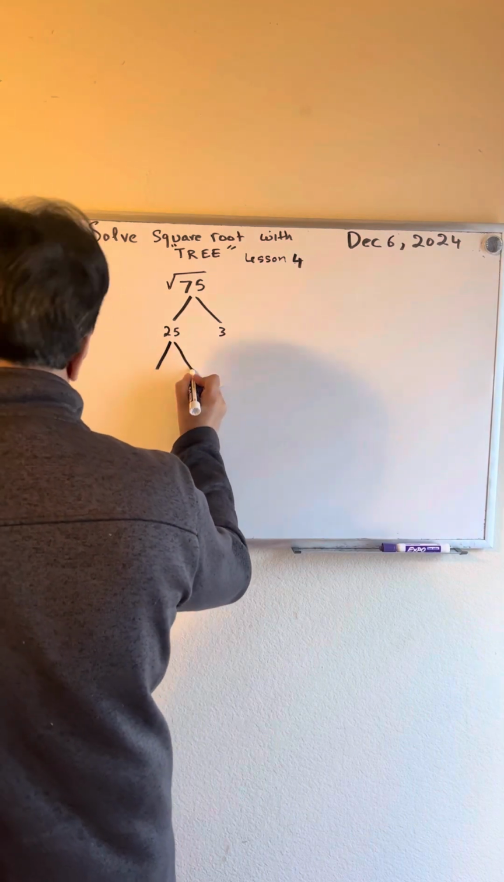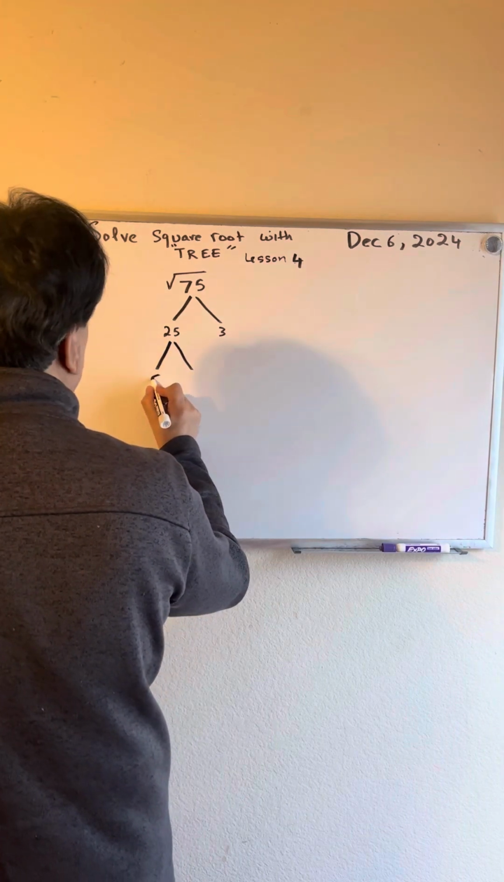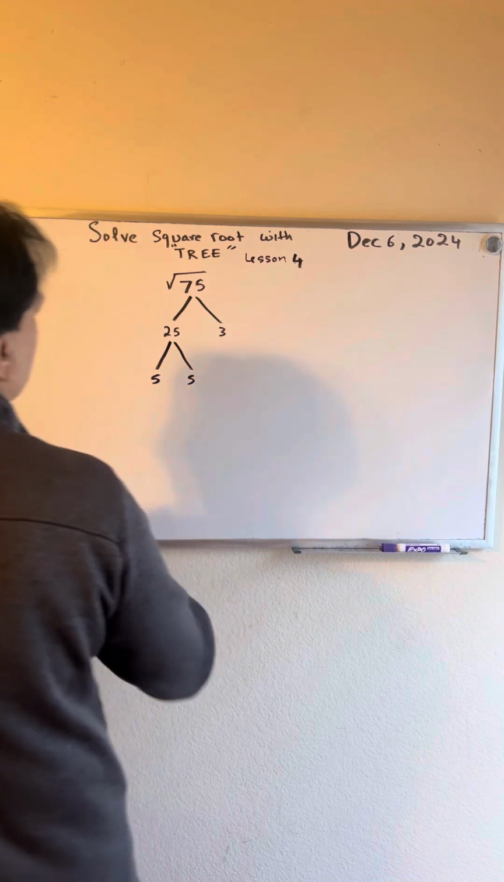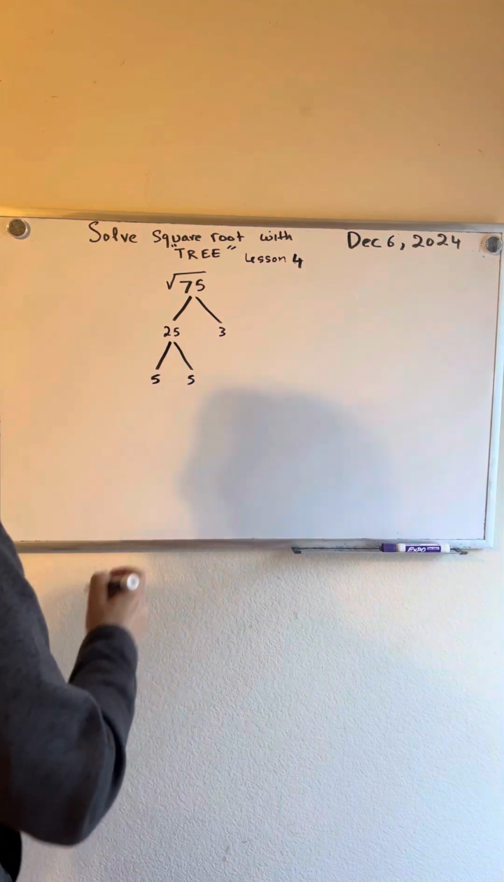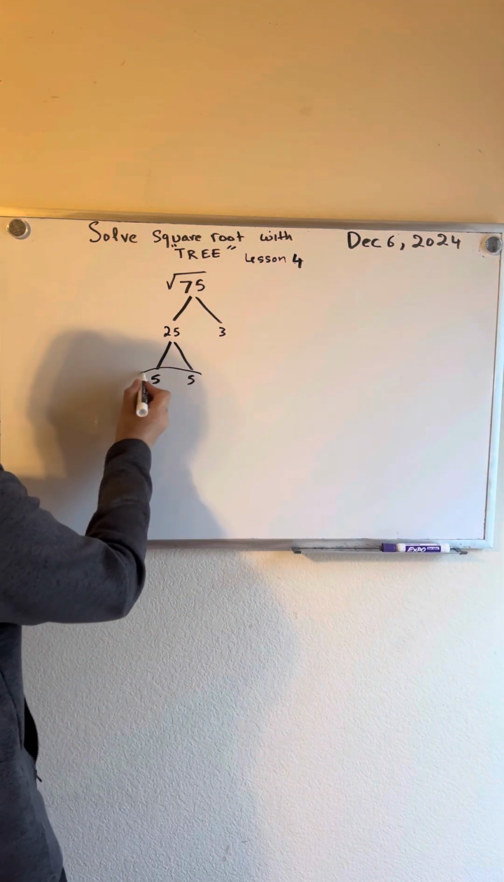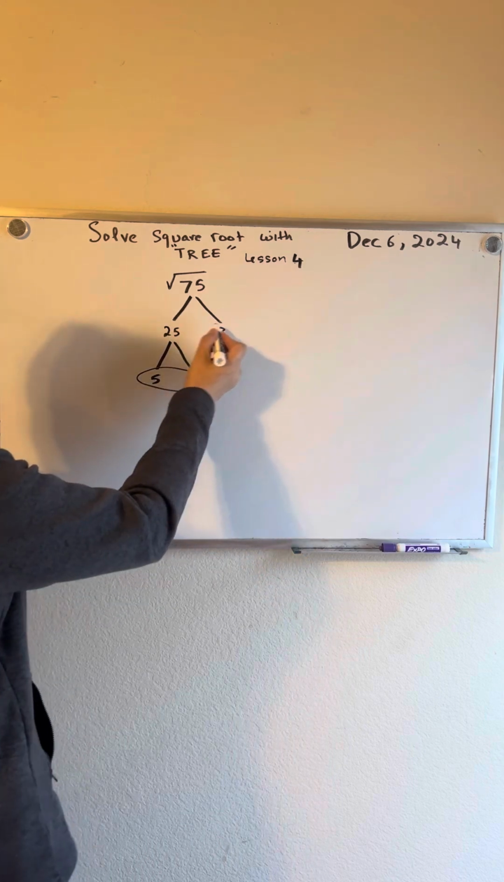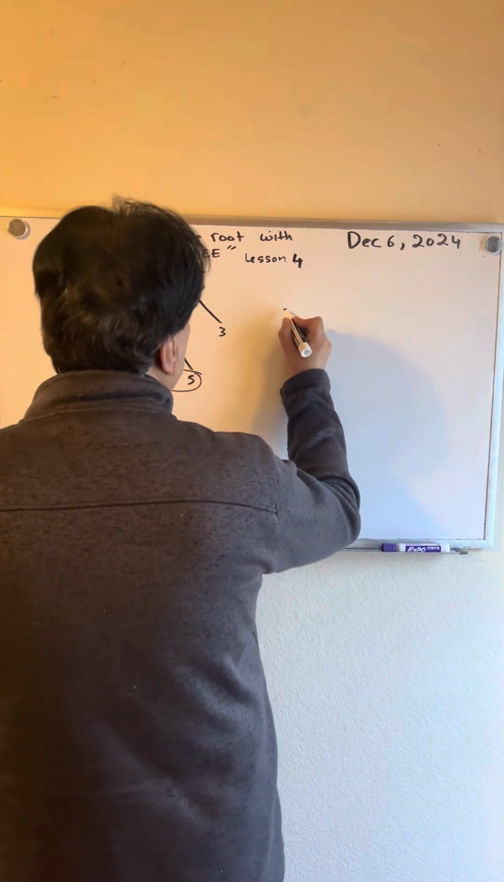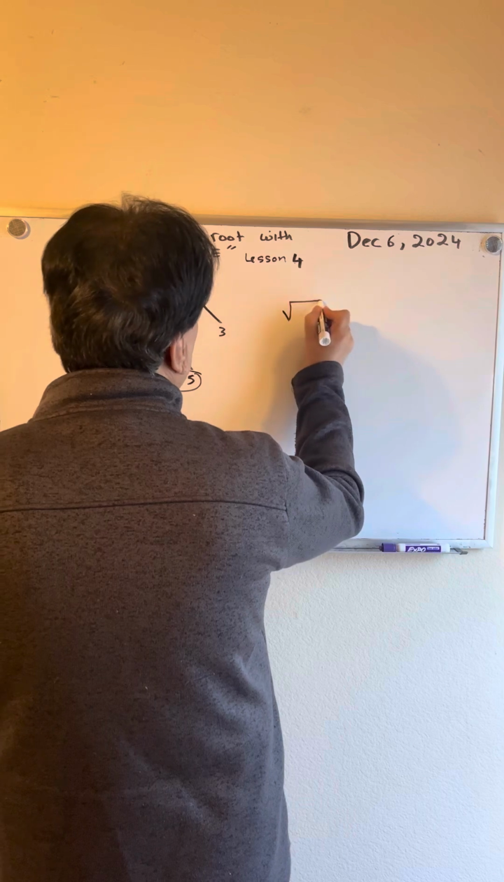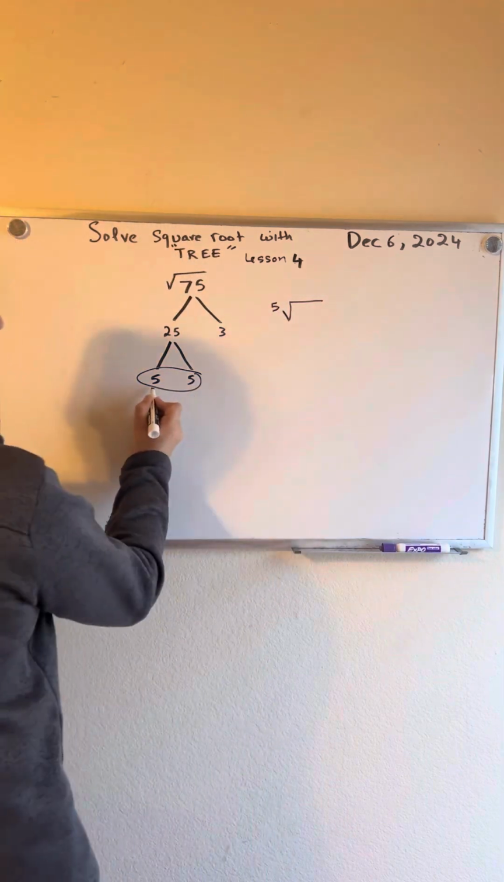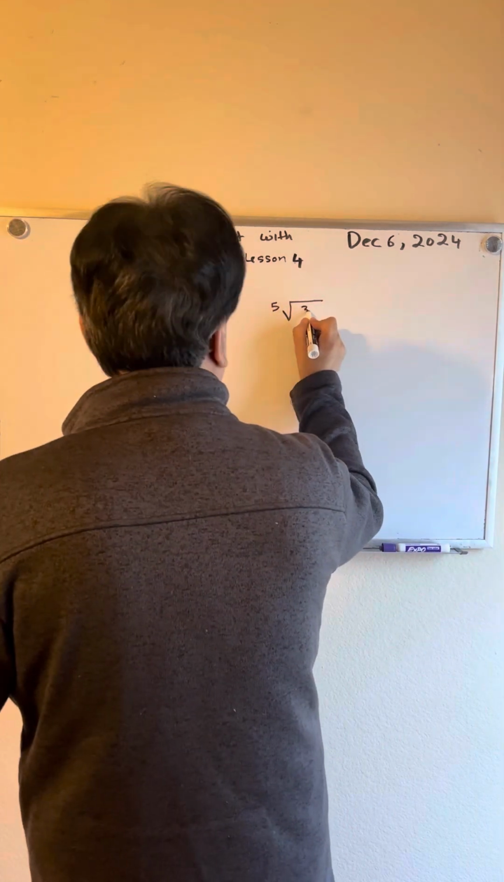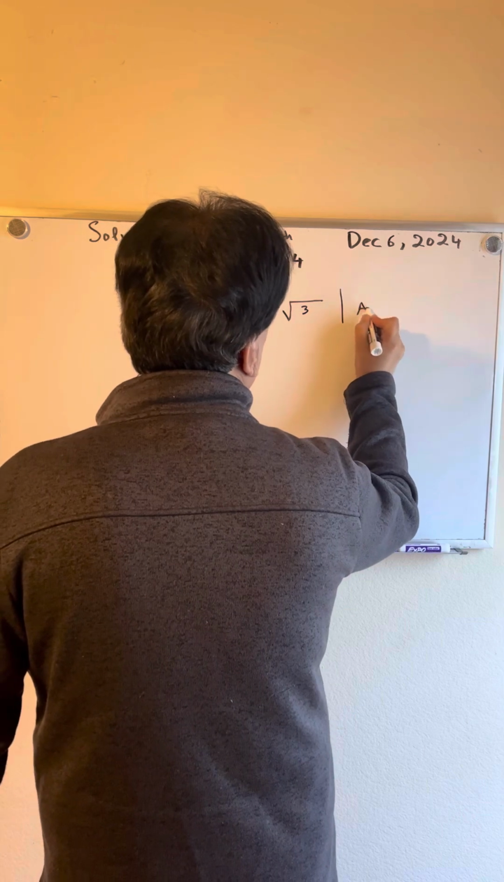Then we say 5 times 5 is 25, so we stop right there. We see the pair right here is 5 and standalone is 3. So then the answer would be 5, I can take out because it's a pair. Inside I'm left with 3. So my friends, this is the answer.